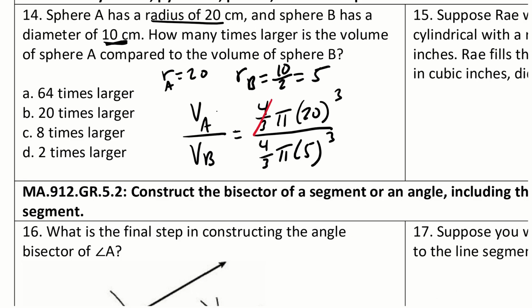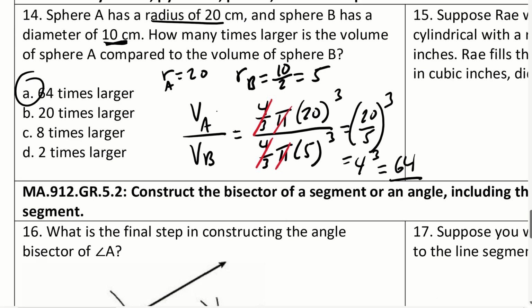Notice that 4/3 divided by 4/3 is just 1. Pi divided by pi is just 1, right? So we have 20 divided by 5 is 4. And then we got to raise it to the third power, okay? So I'm going to do this, 20 divided by 5 to the third power. We can split the powers like that and just divide them first and then do the power. So 20 divided by 5 is 4. 4 to the third power is 4 times 4 times 4. Well, that's 64. So that's going to be the quickest way to do this type of problem. So the answer is A, 64 times larger.